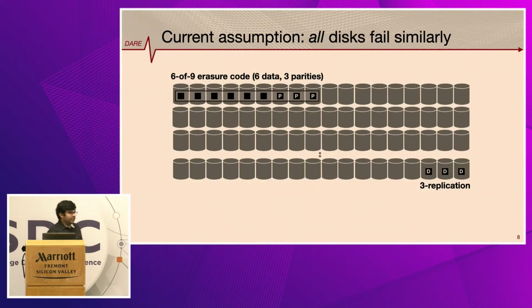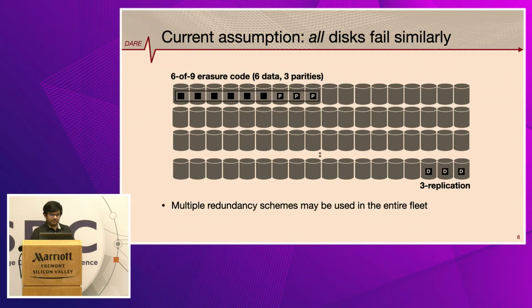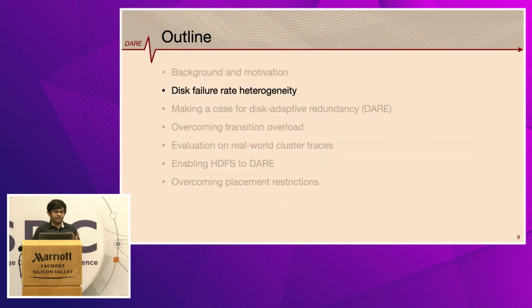The current assumption in a storage cluster is that all disks fail similarly. So multiple redundancy schemes may be used in the entire fleet, but these redundancy schemes are unaware of the AFR differences of the different disks in the fleet. With this, I'm going to now talk about the actual disk failure rate heterogeneity that we measured in the field.